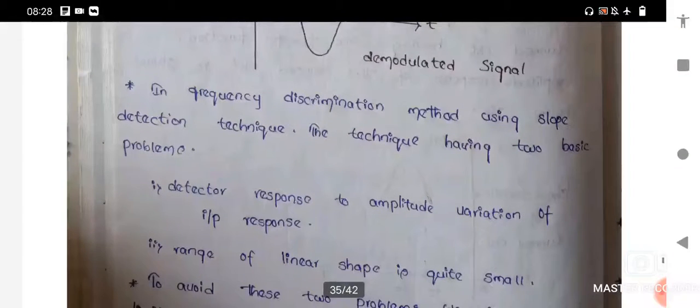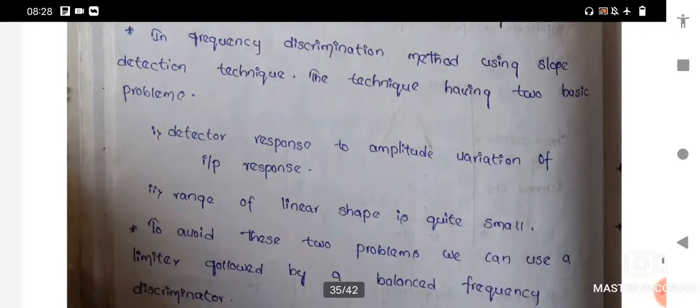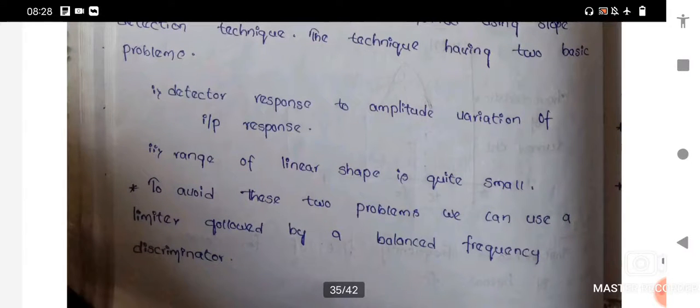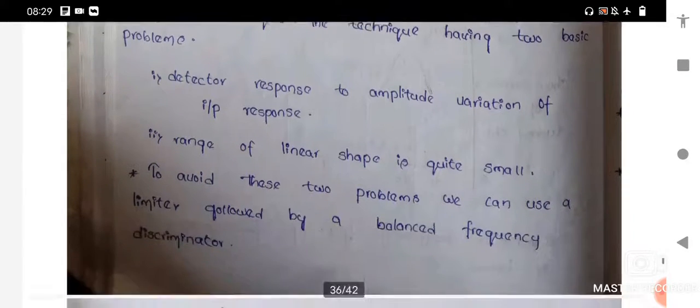In the frequency discrimination method using the slope detection technique, the technique has two basic problems. The first one is the detector's response to amplitude variation of the input signal, and the second one is that the range of the linear slope is quite small. So these are the two problems in the slope detection technique.